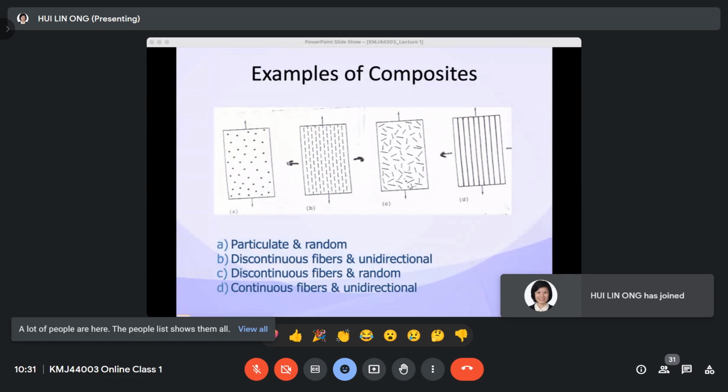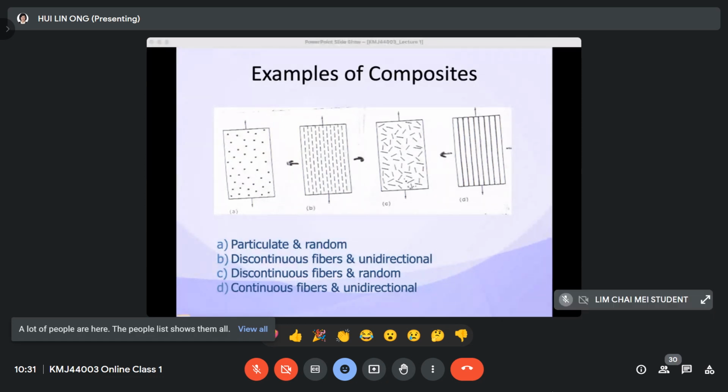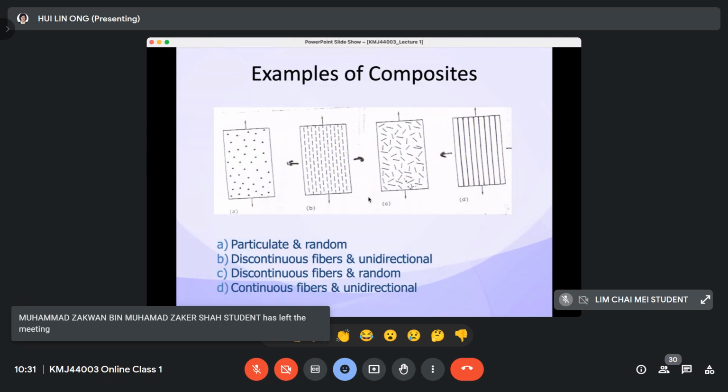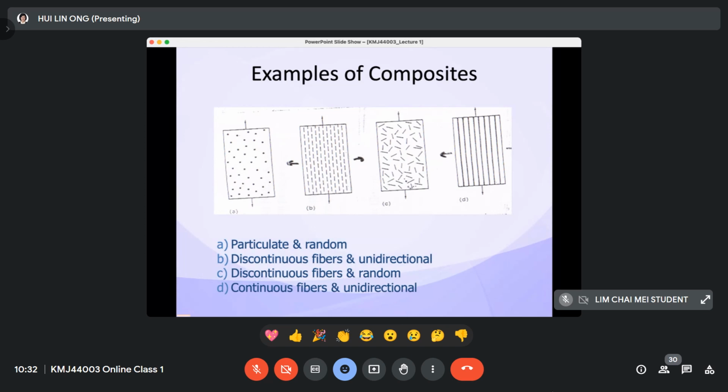2 weeks ago, not last week. We didn't have class last week. So we learned about composites in general. Still, we are in the general topic. We have not yet arrived at the specific topic.